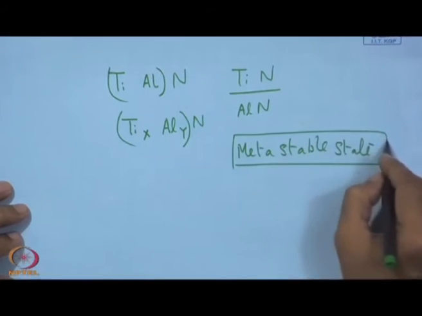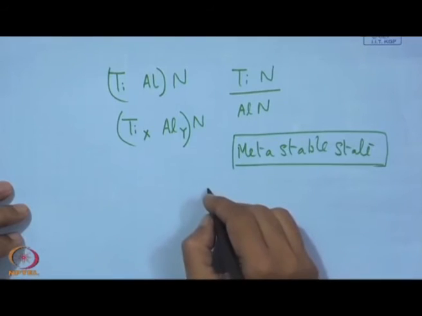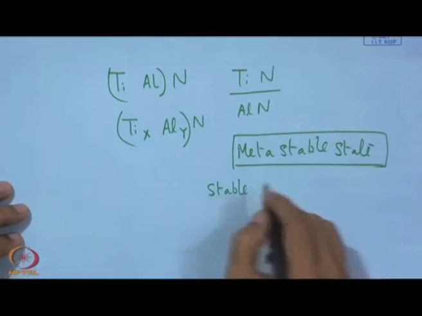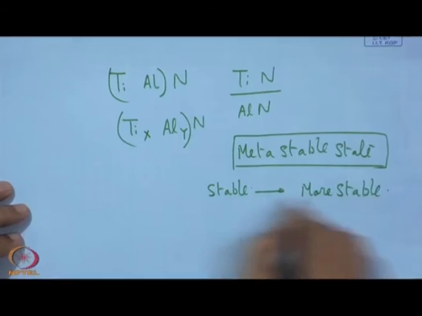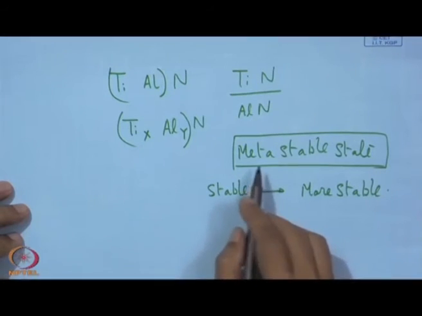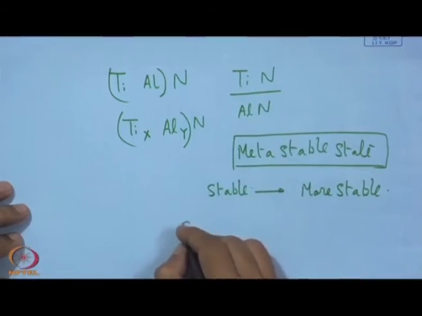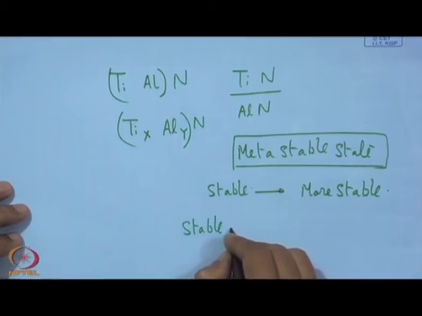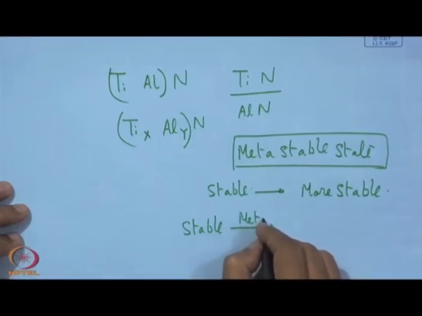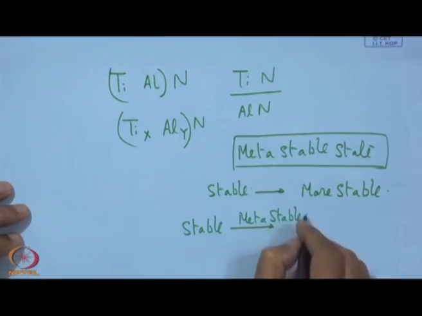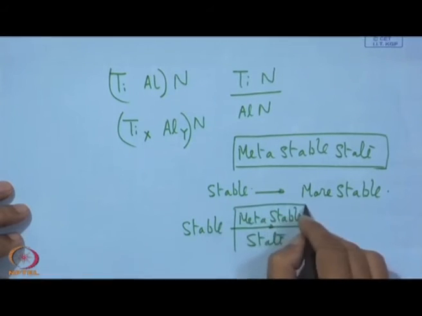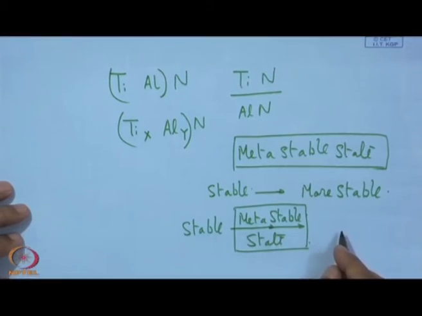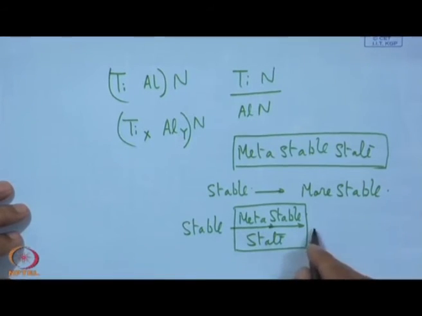Metastable state means during the conversion from one stable state to a more stable one, if this is the path, because of the processing condition it can go through one metastable state, and it becomes stagnant there, and further transformation or transition does not take place.